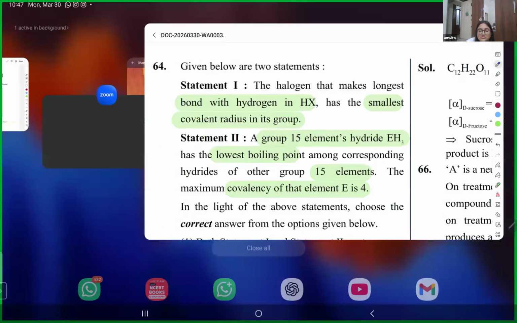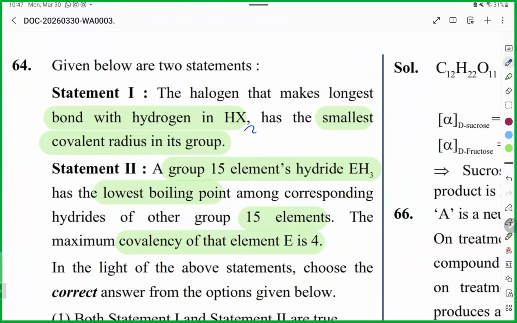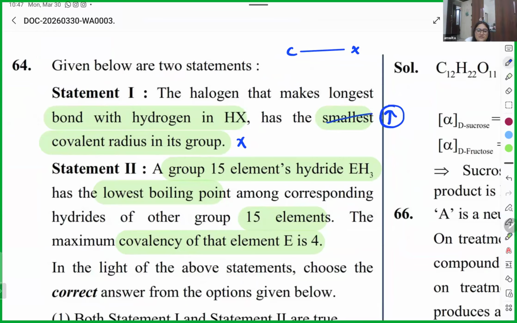The first one is true. No? First one is wrong. If bond length is more, then covalent radius will also be more. The first half of the sentence is correct, but incomplete. Which halogen makes the longest bond? Iodine will form the longest bond, because iodine itself is big. And fluorine will be the shortest one.